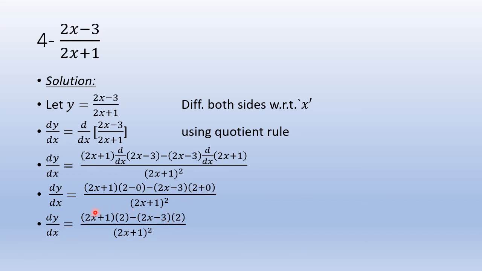Now we open up these brackets. We get 2x plus 1 into 2 minus 2x minus 3 into 2. Open up the brackets and you get 4x plus 2 minus 4x plus 6. So 4x got cancelled and we have 8 divided by 2x plus 1 whole square.